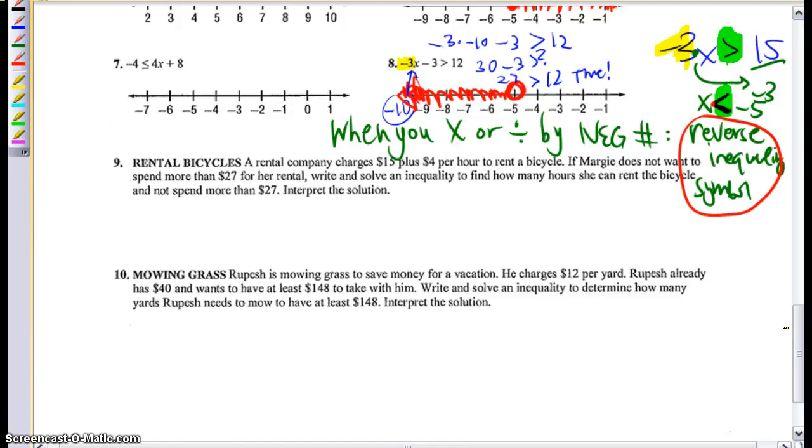You try 9 and 10 by yourself, and we'll see you tomorrow. Don't forget that on number 10, you're writing an inequality, solving an inequality, and then interpreting it. So remember that interpret means to write a sentence, answer for the question.